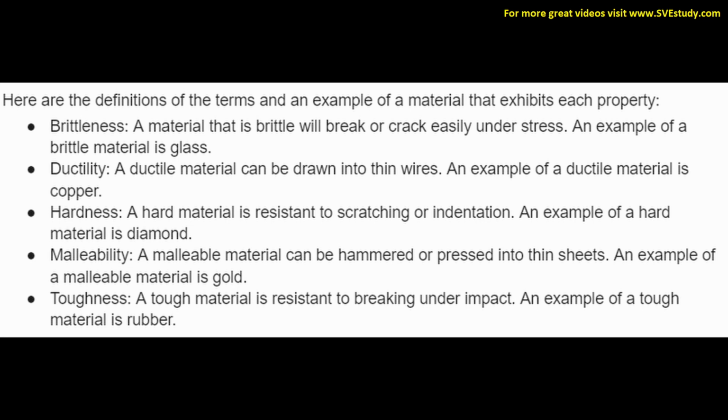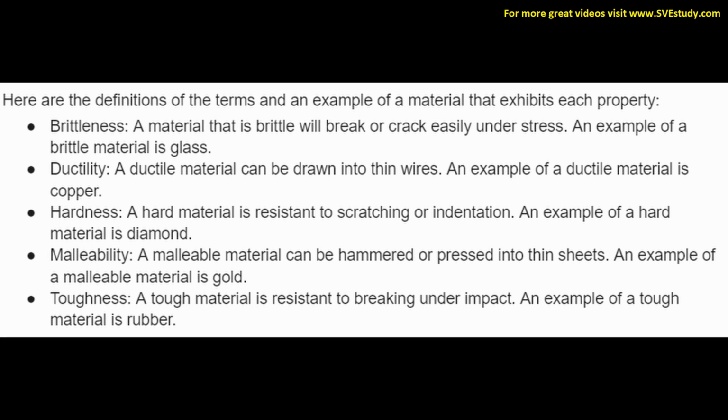Brittleness. A material that is brittle will break or crack easily under stress. An example of a brittle material is glass. Ductility. A ductile material can be drawn into thin wires. An example of a ductile material is copper. Hardness. A hard material is resistant to scratching or indentation. An example of a hard material is diamond.